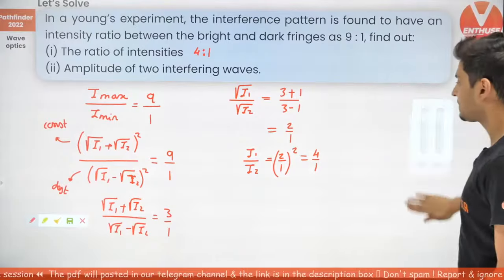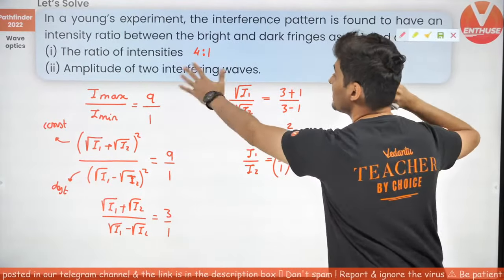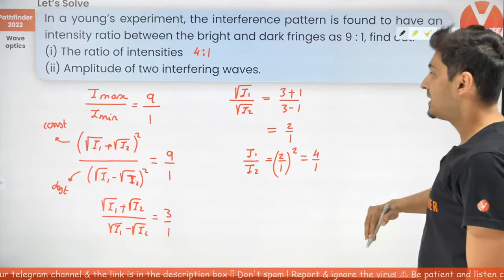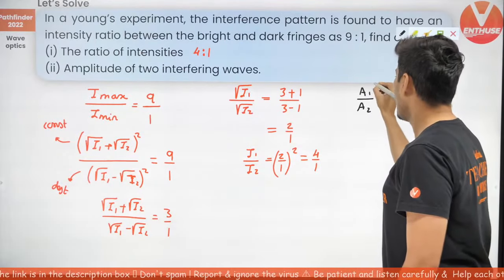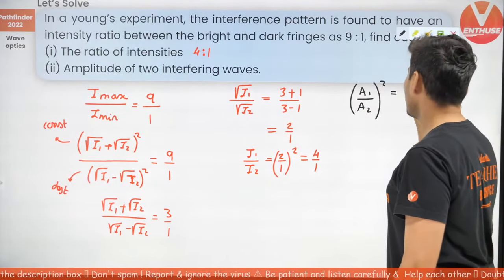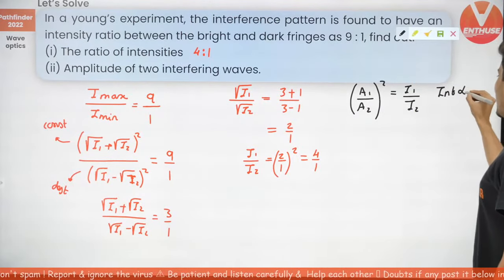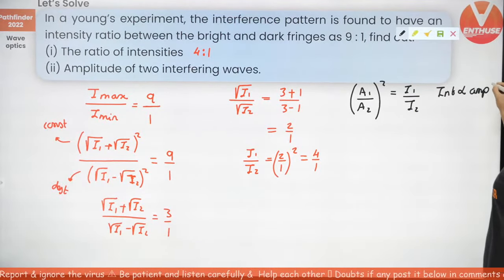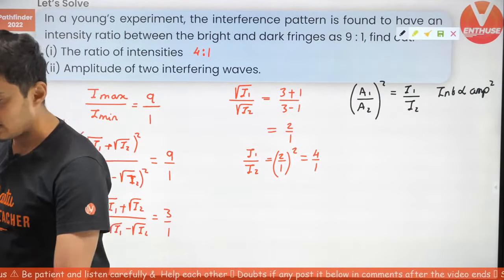That's the answer. Now the next question says, what's the ratio of the amplitudes? So A1 by A2 whole square will be I1 by I2, because remember, intensity is directly proportional to the square of the amplitude. Do you guys remember that? Square of the amplitude? Yep.